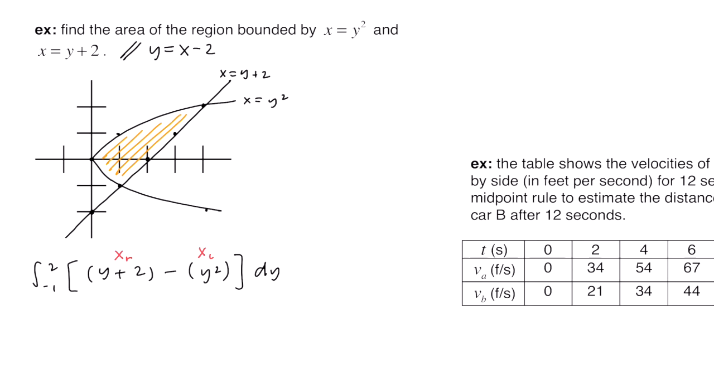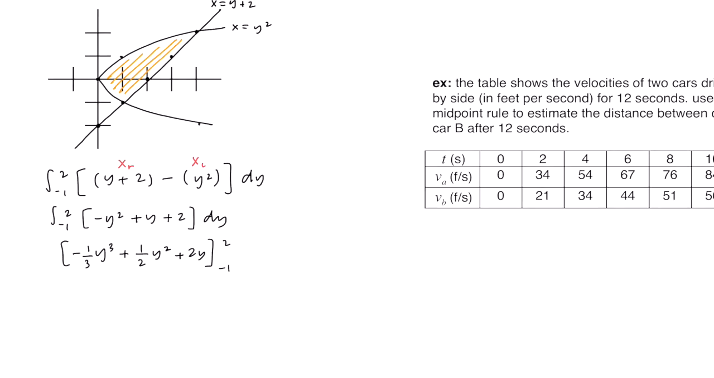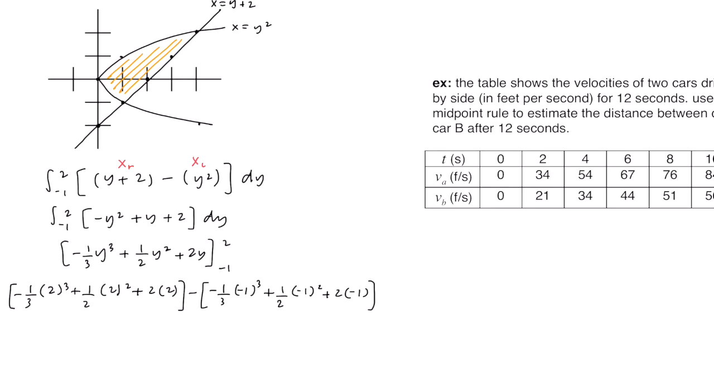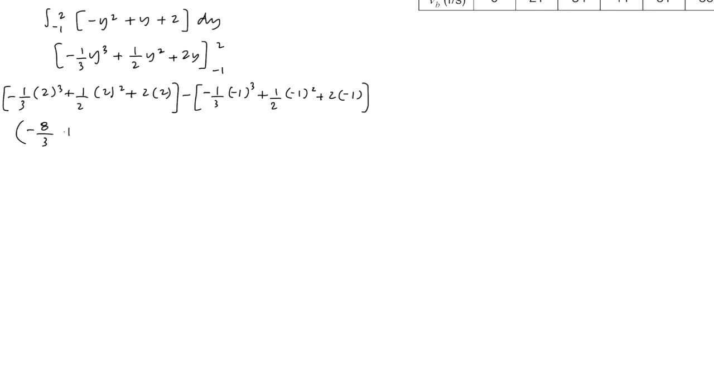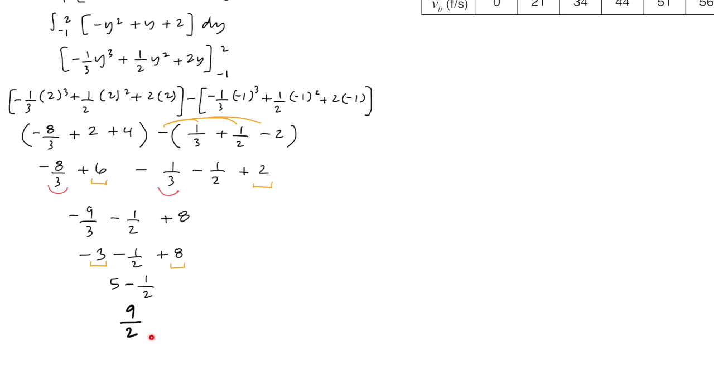I'm just going to rewrite this before we integrate. So I just put -y squared in the front and then drop down the y plus 2, and now we're ready to integrate with respect to y. So the integral of -y squared is -1/3 y cubed. The integral of y is 1/2 y squared, and then the integral of 2 is 2y. So I plugged in 2, and then we subtract, plugging in -1, and then now we're going to simplify. So you get 9/2 as your final answer.